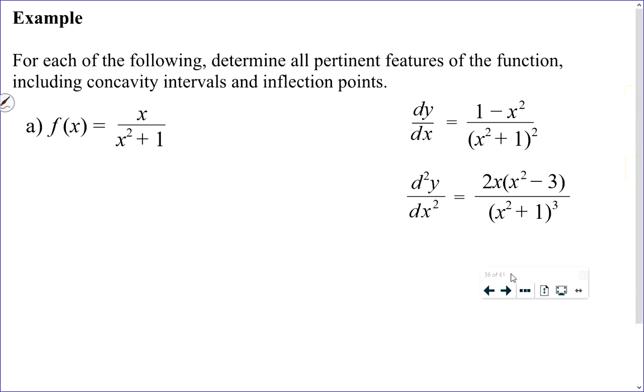So what are the pertinent features? Symmetry. Is it symmetrical or not? If it is symmetrical, is it odd or even? What's the x-intercept or x-intercepts if there are any? What's the y-intercept if there is one? Are there any asymptotes, vertical and horizontal? Are there any max-min? And now, are there any inflection points?